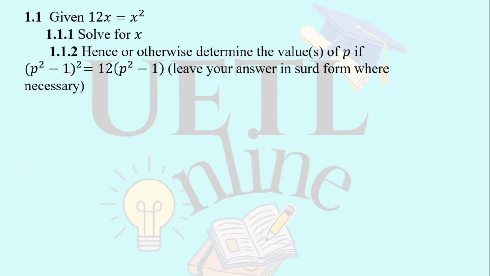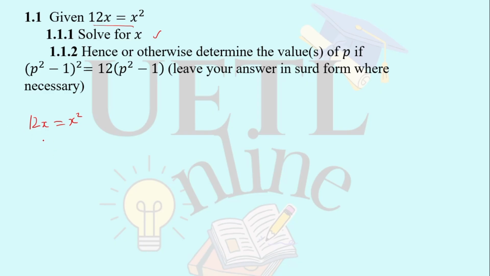Let's go on to our first question. It says that given 12x equals x squared. So let's write down 12x equals x squared. The first question requires us to solve for x. When you see this is squared, it's a quadratic, so make sure that you treat it as a quadratic. The other guys just cancel out the x here and leave the other, so they miss another answer. It is called a missed solution.